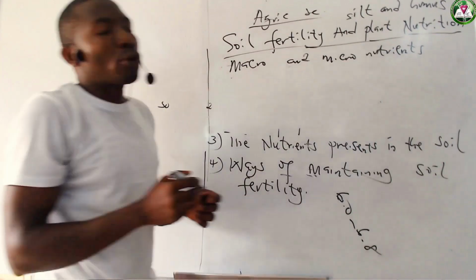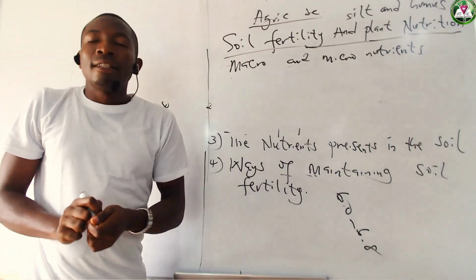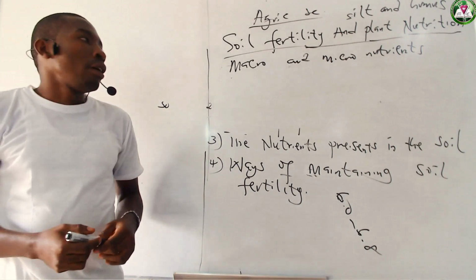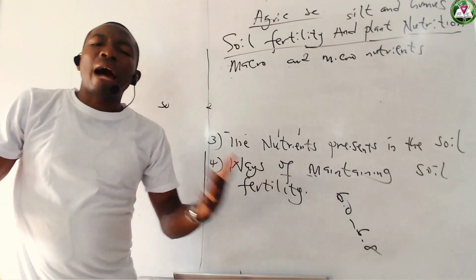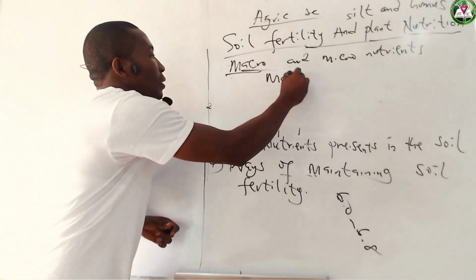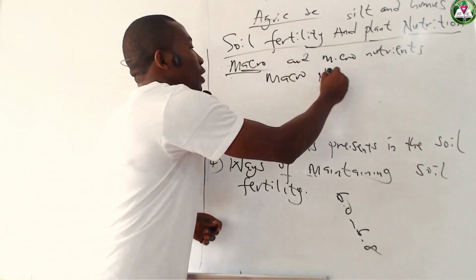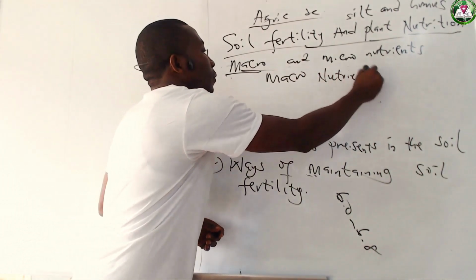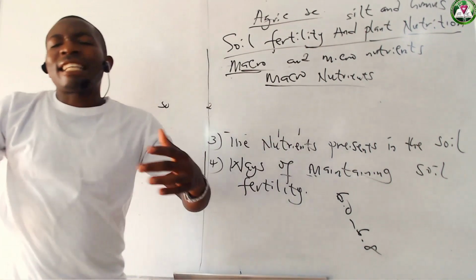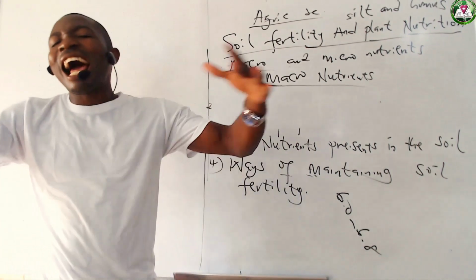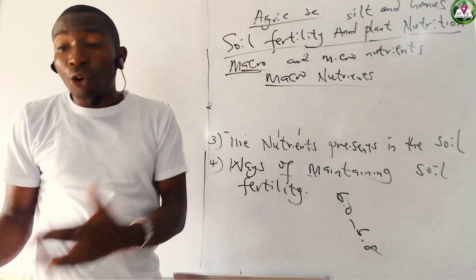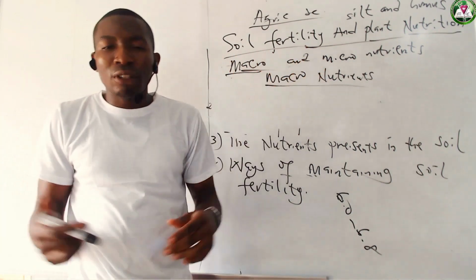Macro and micronutrients. These are the two major divisions of the nutrients present in the soil. Now you may ask, what are macronutrients? Macronutrients are those nutrients that are required by plants in large quantities. Those nutrients that are required by our crops in large quantities.